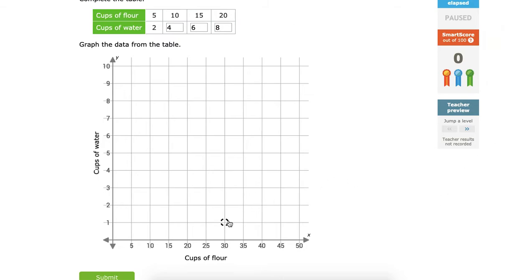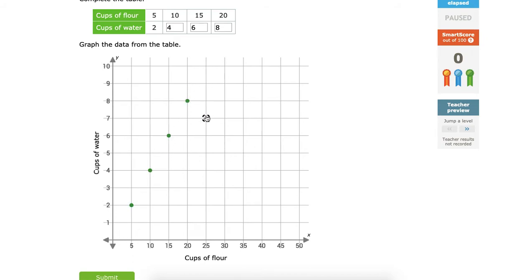Then let's go ahead and plot it. So over 5 up 2, there's our first one. Over 10 up 4, there's our next one. Over 15 up 6. Now if you look at this, one thing you'll notice here, if you're doing these right, they'll all line up in a nice line. We could draw a line through these points, and that will be an indication you've done something right, if you can draw a line.